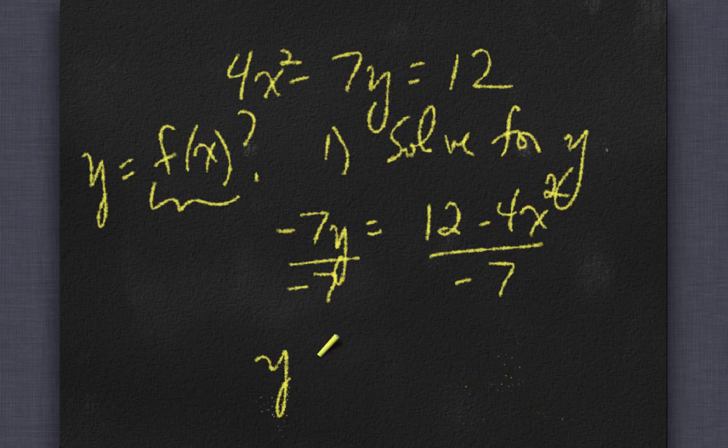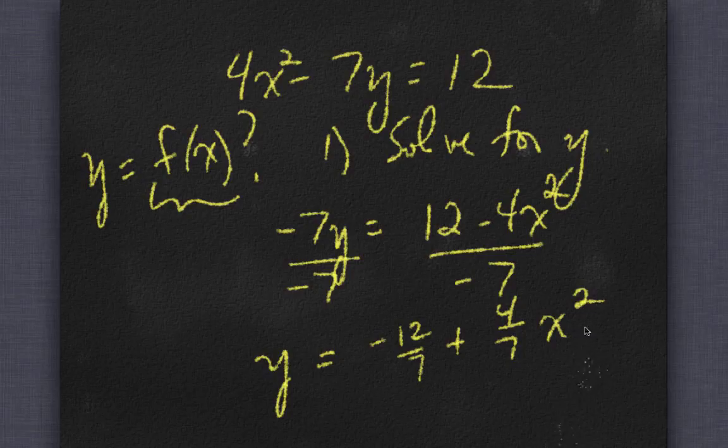So I end up with y equals negative 12/7 plus 4/7 x squared. So if I plug in an x, there's only one result that can happen. Whatever that x is, when I square it, we'll always get the same thing, and then you multiply by 4/7, you always get the same thing. Subtract 12/7, you always get the same thing, so this is a function.